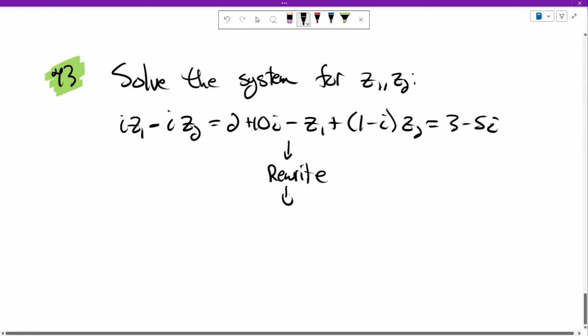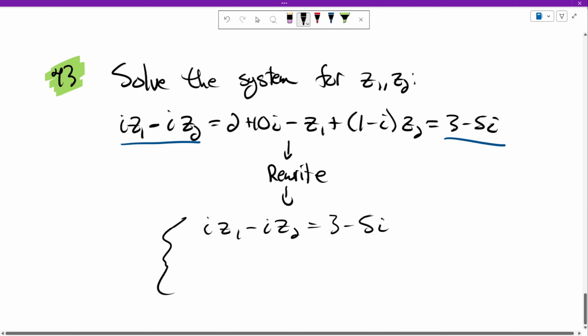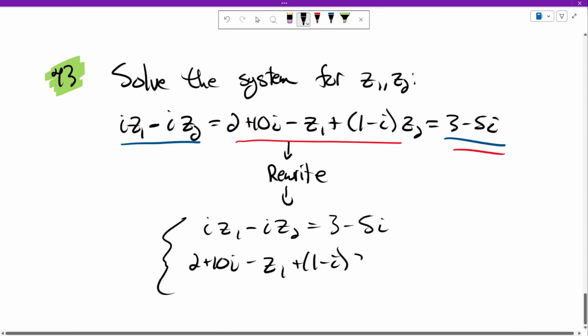And what we have here is two equations. We have first the equation iz1 minus iz2 is 3 minus 5i. Let's write that down. And then we have another equation, which is here in the middle. So the middle term is equal to the right term. So we have 2 plus 10i minus z1 plus 1 minus i z2 is 3 minus 5i. So that's our system. We want to solve it for z1 and z2.